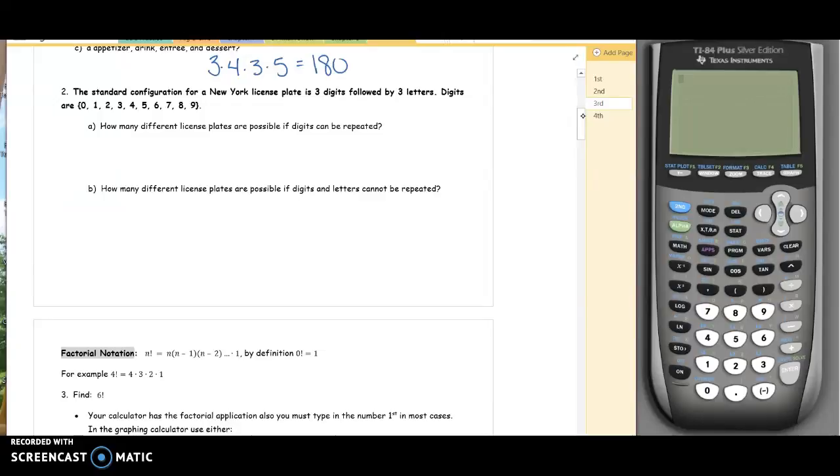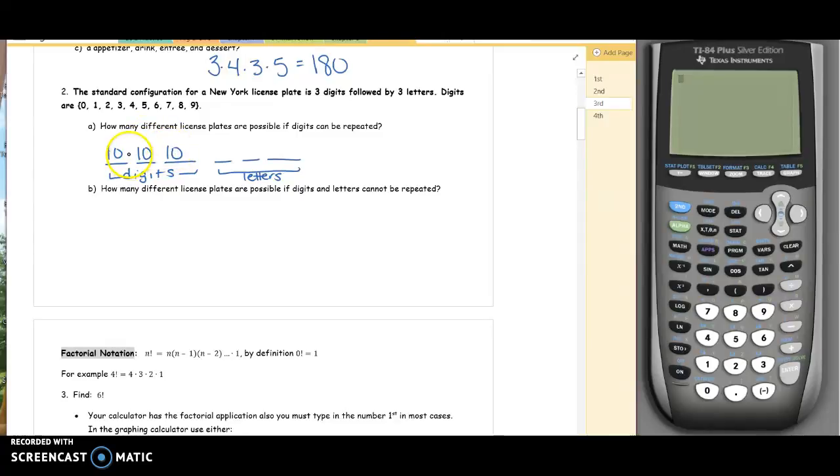So the standard configuration for a New York license plate is 3 digits followed by 3 letters. So I'm going to use blank, blank, blank for the 3 digits. So these 3 are going to be digits. And then blank, blank, blank, these 3 are going to be letters. The digits are 0 through 9. How many digits are there, 0 through 9? 10 digits. There's 1 through 9 and 0. So we have 10 possible digits that could be the first part of the license plate. 10 possible for the second, 10 possible for the third.